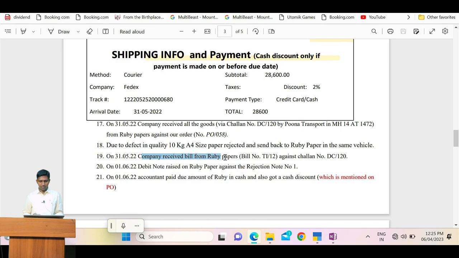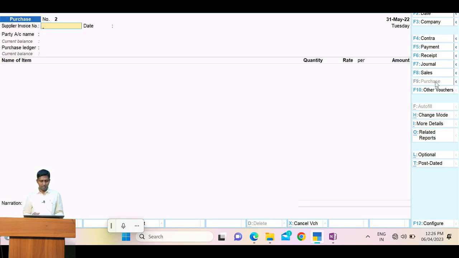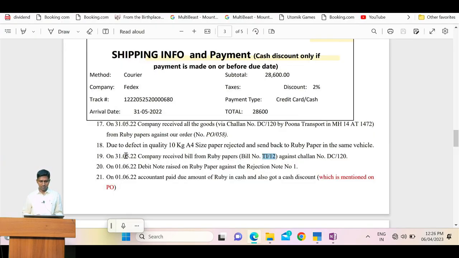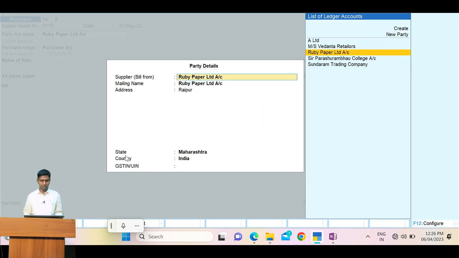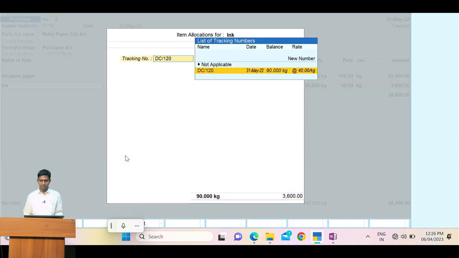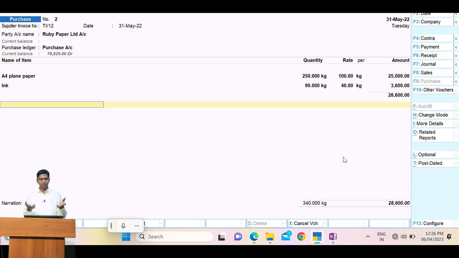And the company received a bill from Ruby Paper, TI, yes, invoice number 12, against DC 120. You have received an invoice, that means what? Invoice entry, purchase entry. Purchase entry, invoice number TI 12, on which date you have received, 31st 5 only, 31st 5 correct, who has given the bill, Ruby Paper. Against DC 120 you got the bill, therefore select DC 120, and then everything you will get automatically, A4 size and all, the full bill, TI against DC 120, therefore no need to provide anything. That means in the bill, whatever the item will be, you will get that automatically on the screen. Just check the bill. Here the bill is not given, but the DC 120 reference is given, therefore details come automatically. Just accept it. No need to change anything here. On 31st 5 only we have got it, enter, enter, enter, accept.